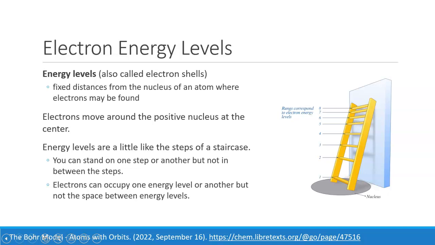Now, energy levels can be thought of almost like steps in a staircase, where as you go up the ladder, you get farther from the nucleus. And you can only stand on one step of the ladder at a time. And it's the same thing with electrons. You cannot step in between the steps, and you also cannot have electrons between these energy levels.